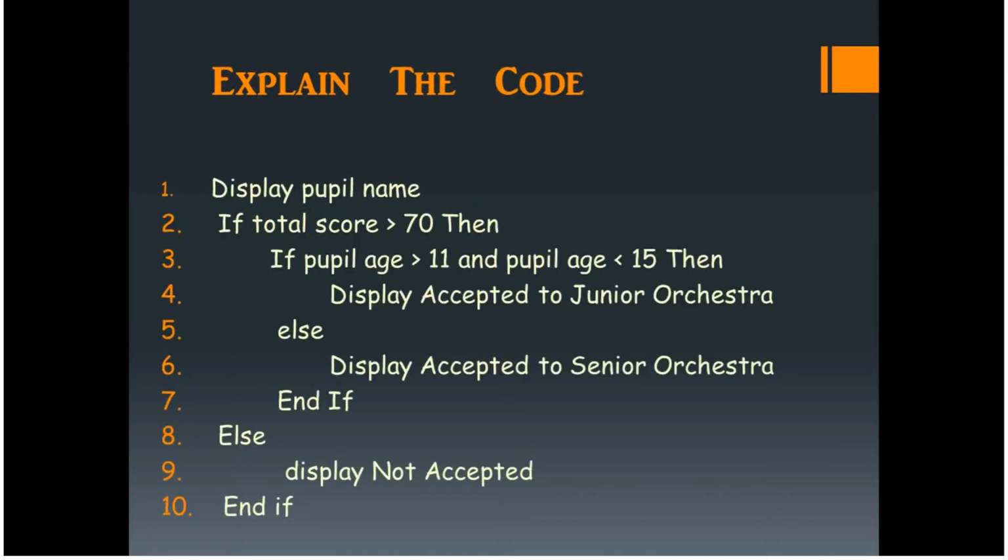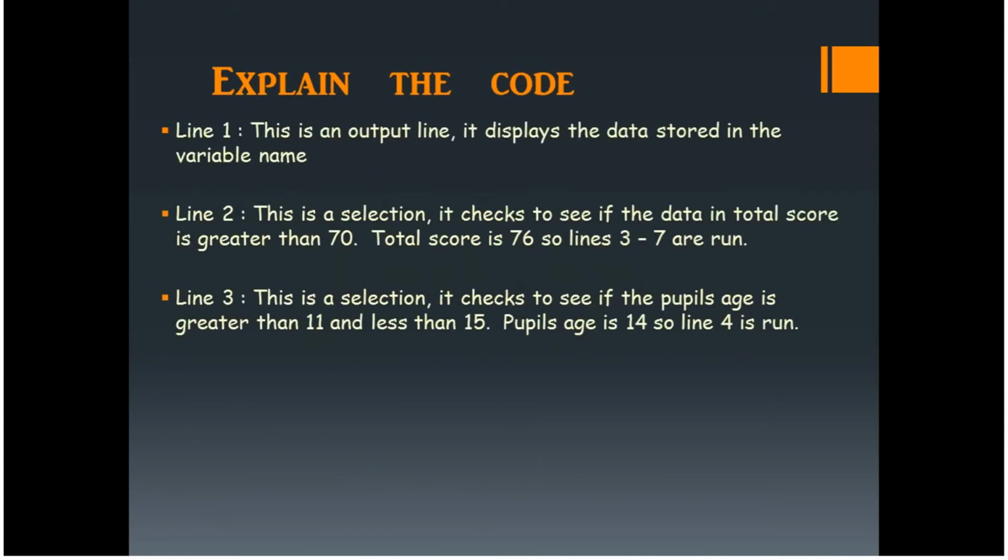Right, next line is if the pupil's age is greater than 11 and the pupil's age is less than 15. Now we know the pupil's age is 14. So our score is greater than 70, we went into line 3. My pupil's age is 14, which is greater than 11, and my pupil's age is less than 15. So what does that tell me? Line 3 says that if my pupil's age is in between those 2 brackets, 14 is, then I'm going to run line 4. So line 3, this is a selection. It checks to see if the pupil's age is greater than 11 and less than 15. Pupil's age is 14, so line 4 is run.